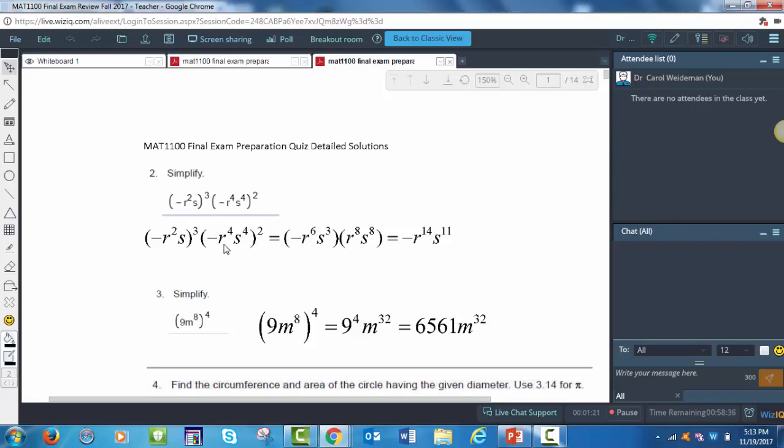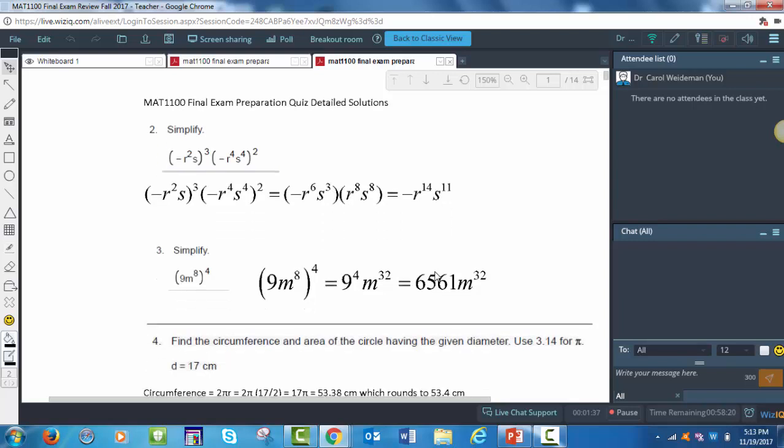In the second parentheses, we're going to square negative 1 and get a positive 1. R to the 4th squared is r to the 8th. S to the 4th squared is s to the 8th. And now we can go ahead and combine similar terms. So the r term is going to become r to the 14th, s to the 11th, and the negative stays in front.